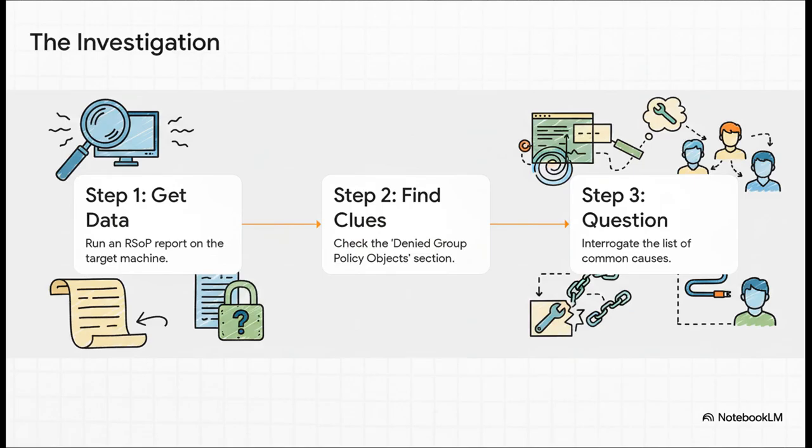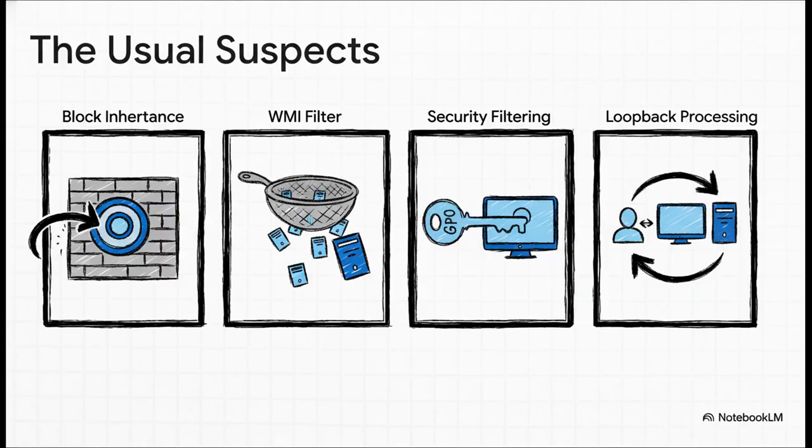Our investigation starts now. Step 1, and this is totally non-negotiable. Run an RSoP report against that problem machine. Step 2, you're going to look for your policy specifically in the Denied Group Policy Objects section. If it's in there, RSoP will tell you exactly why it got denied. From there, we can start interrogating our list of usual suspects. And these are almost always the culprits.